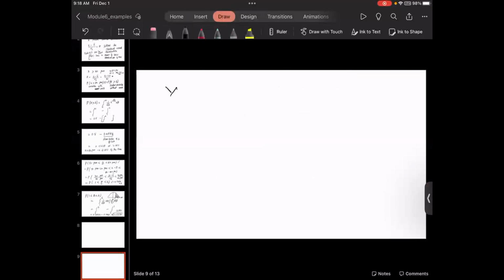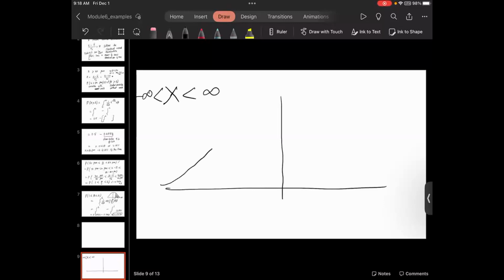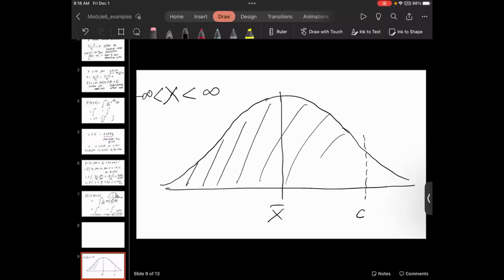So what they're asking is this. Nothing is said about X, so we'll assume that X can vary all the way from minus infinity to plus infinity. If I draw the bell curve with the mean at X bar, they want to find the value of C such that the area to the left of C, or the probability to the left of C, is 95%.